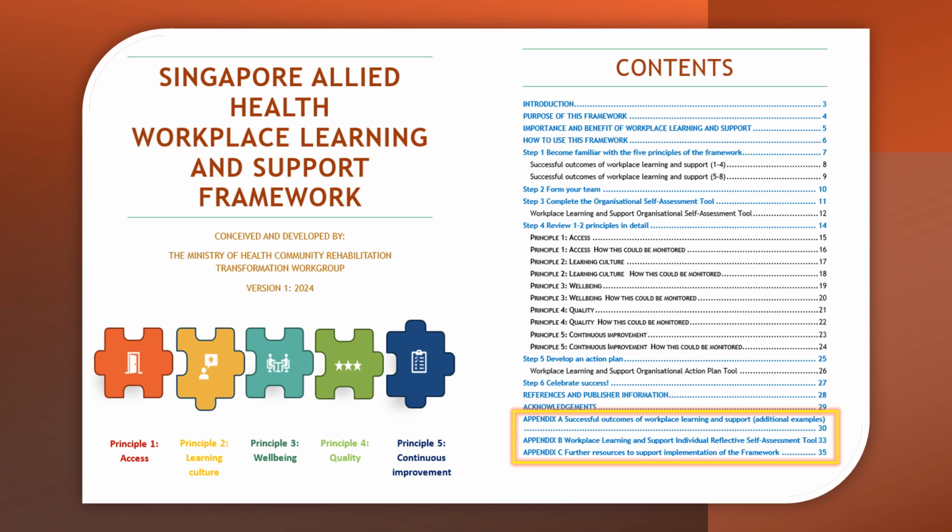There is also a workplace learning and support individual reflective tool. So for those people who want to look at it as an individual, there's an option there. And there are also further resources for the implementation of the framework, and I would encourage you to have a look at those because there are lots of links to other frameworks or other information that provides free templates. It could provide you different examples, so when you're trying to make changes in your organization, there are going to be lots of different ideas that you might be able to generate from those resources.